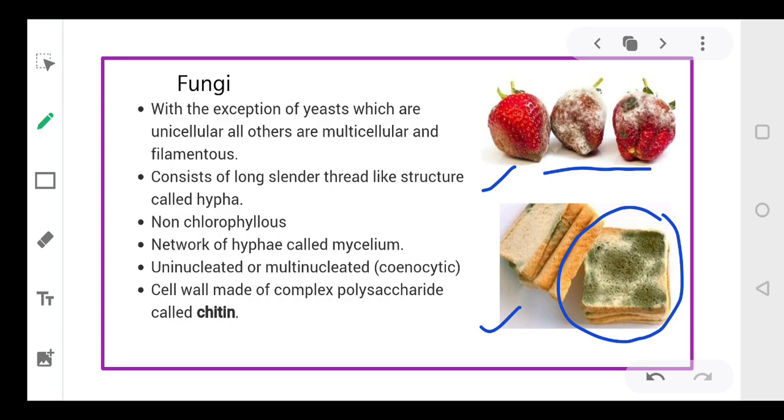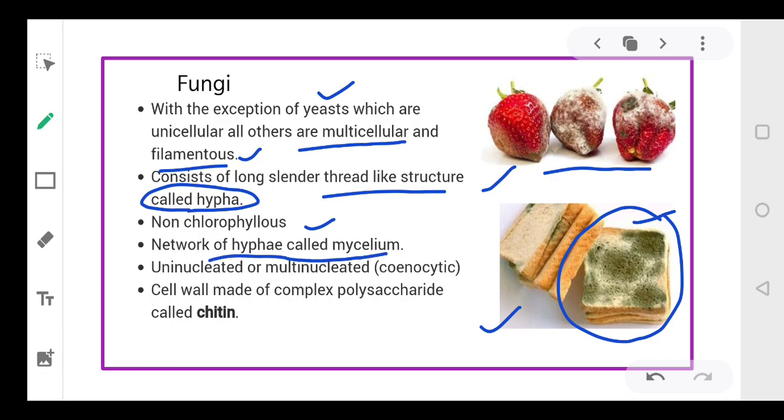Okay, dear? So with the exception of yeast, all of them are multicellular and filamentous. It means fungi are made up of more than one cell. It is multicellular, right? And filamentous means it contains filaments, thread-like structures, right? These thread-like structures are referred to as hyphae, and they do not contain any chlorophyll. Although it appears greenish in color, see on the bread, it does not have any chlorophyll present. Okay, and this network of hyphae is called mycelium.